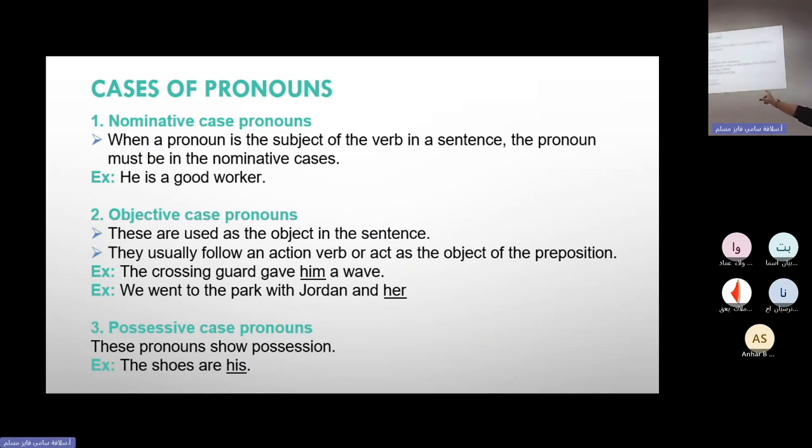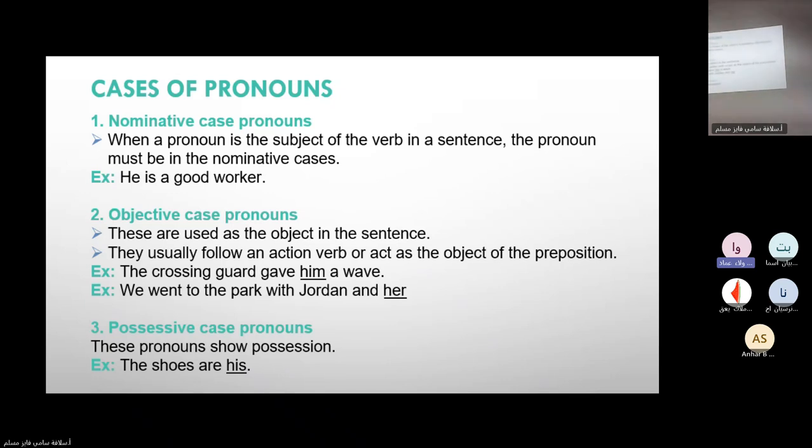وين الفاعل؟ The crossing guard، هذا الفاعل يتكون من صفة وموصوف. وين الفعل؟ gave. ووين المفعول به؟ him a wave. هاي شبه جملة مكونة من ضمير واسم. اوكي so البرونانون هون هو مفعول به. him is an object. اوكي كملي يا ولاء.